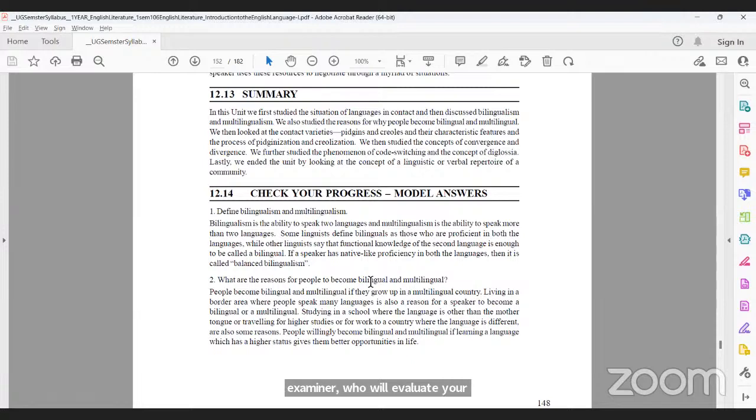The first question is, what is bilingualism and multilingualism? As I already mentioned a few minutes back, India is called a multicultural country only because it has more than one language.